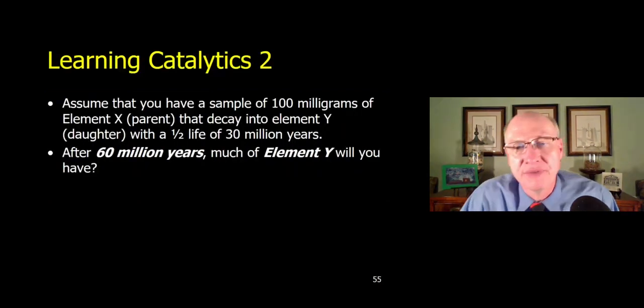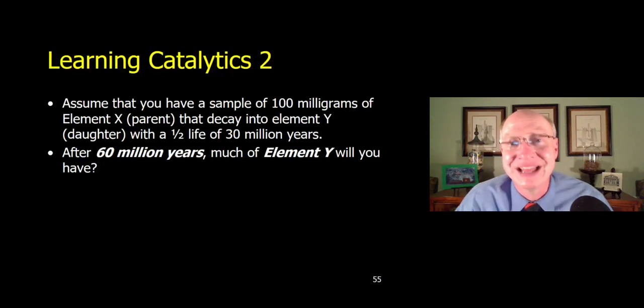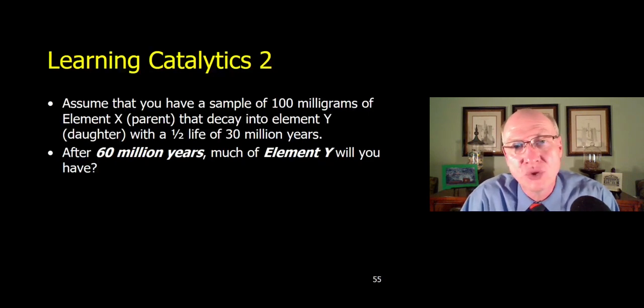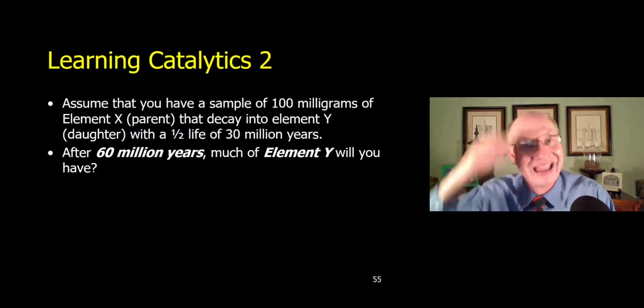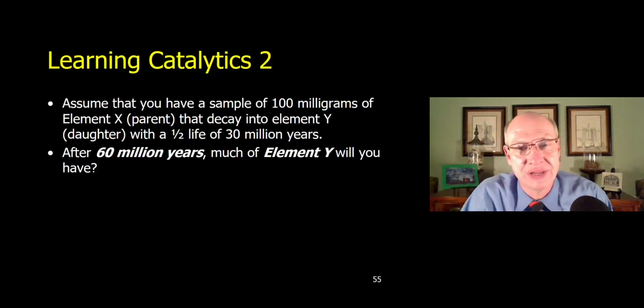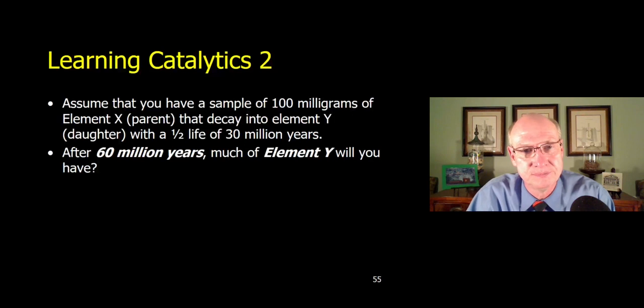Assume that you have a sample of 100 milligrams of X that decays into Y with a half-life of 30 million years. That's the same as the last question. After 60 million years, how much of element Y will you have? Now read this question carefully. After 60 million years from the beginning, how much of element Y do you have? Element Y is the daughter. So go ahead and work that out. Spend a few minutes, go out to Learning Catalytics and answer that question.